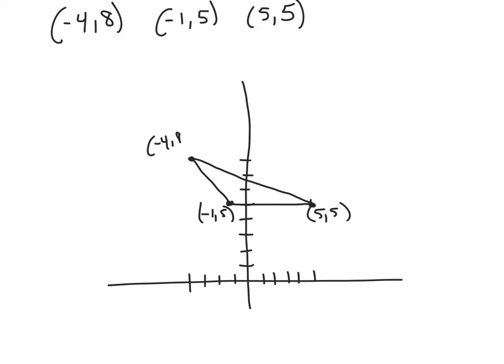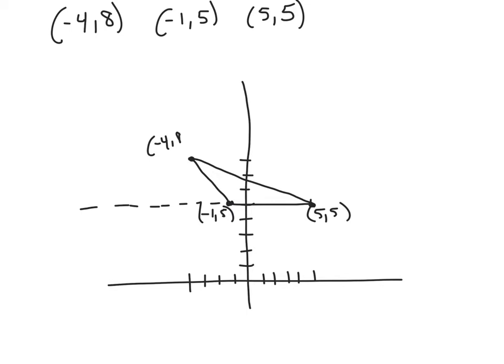I do notice something right off the top: my y value for this one right here is 5, and this one right here is 5. So I know that this is a horizontal line. So I can go ahead and extend this line out so then I can get the altitude.